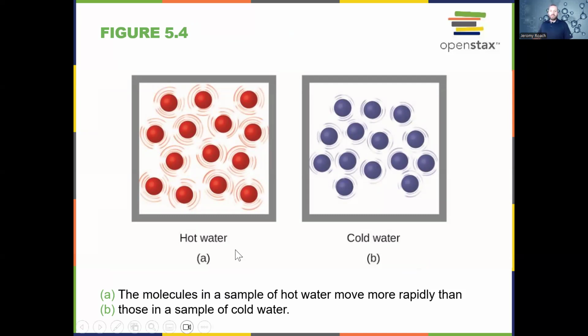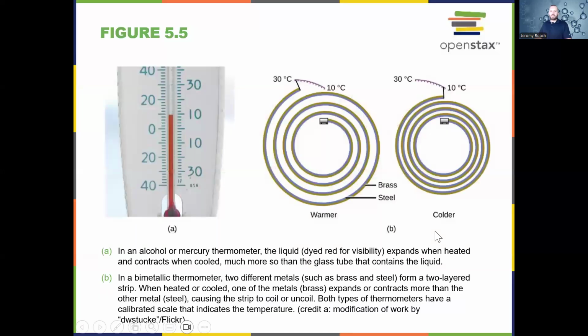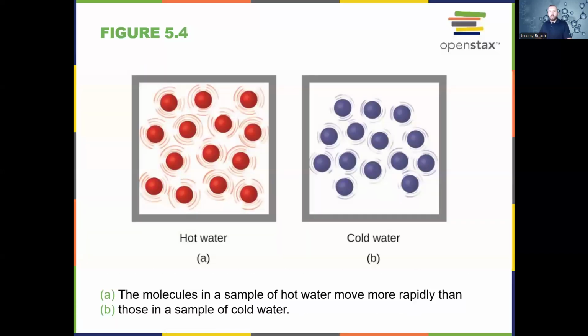Here in this diagram in A, the hot water molecules are moving faster, and the cold water molecules are moving much slower. And this is just an illustration of how temperature can reflect molecular motion. Notice also that the hot particles are a bit farther apart than the cold as well.